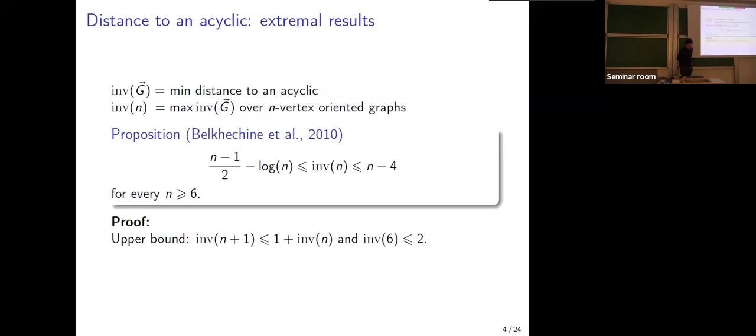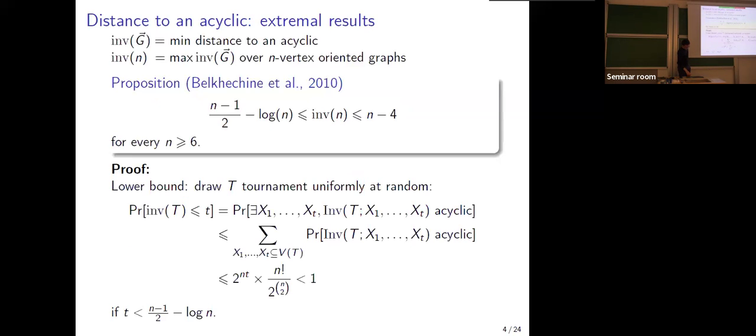The upper bound comes from the fact that when you add one vertex, you increase this parameter by at most one, and the base case is 4. And the lower bound was a counting argument. So I reformulated this in terms of probabilities.